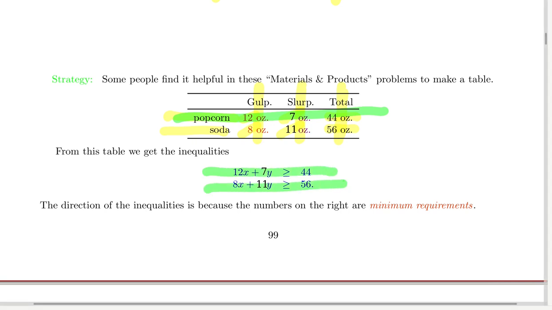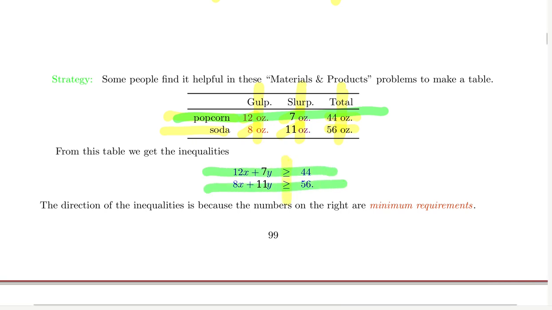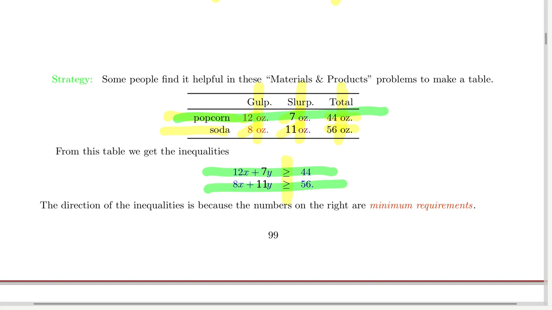The only thing you have to worry about is getting the inequality in the correct direction. Is it going to be less than or equal to or greater than or equal to? In this case, these numbers over here are minimum requirements, so you have to have at least that much. So that's why I chose greater than or equal to in this case.